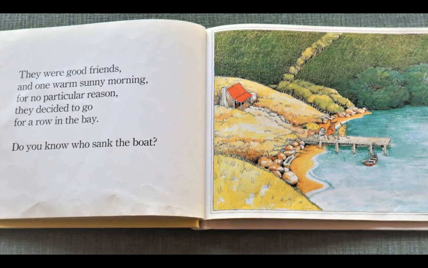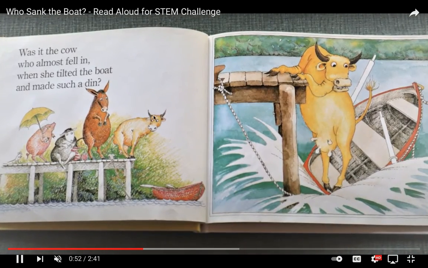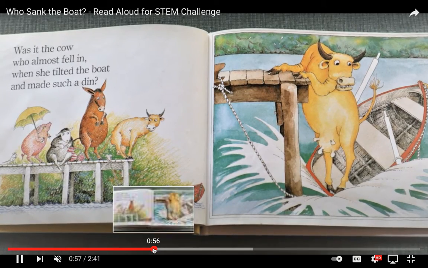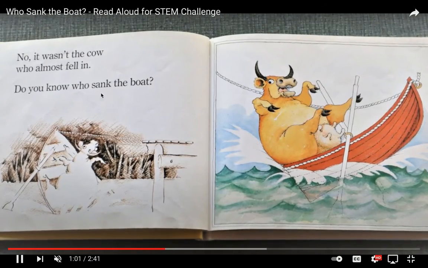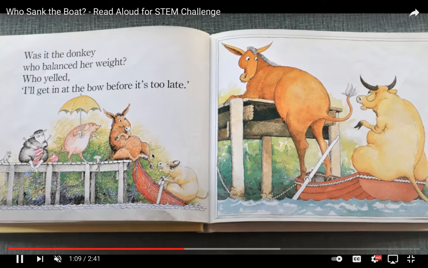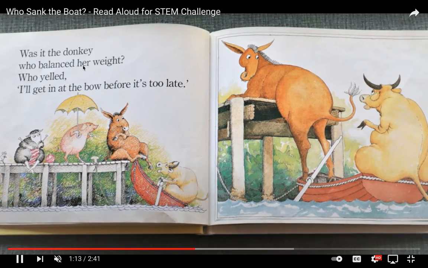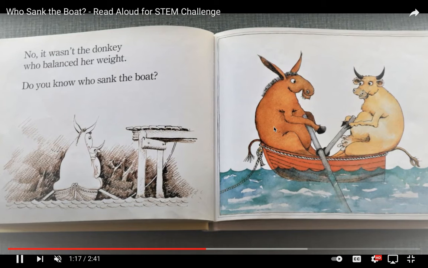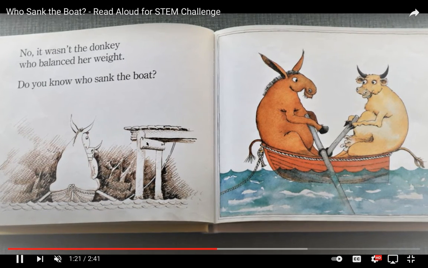So, while readers are reading the book, they'll go through and be like, oh, Cow got in the boat and Cow sank the boat, but Cow did not sink the boat. And then they'll say, hey, do you know who sank the boat? And then they'll go with the next group of friends, which is the donkey, and the readers say, well, no, donkey balanced their weight. So donkey and cow both got in this boat. So who sank the boat?